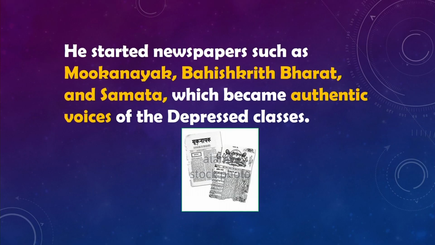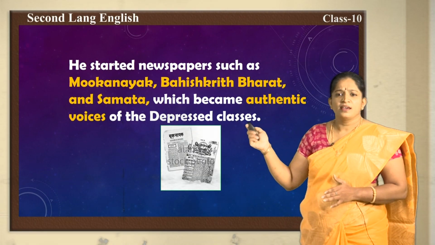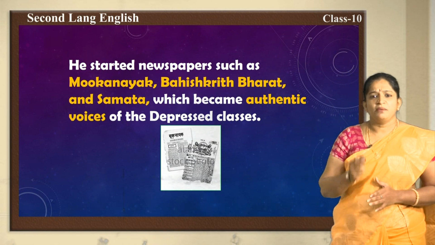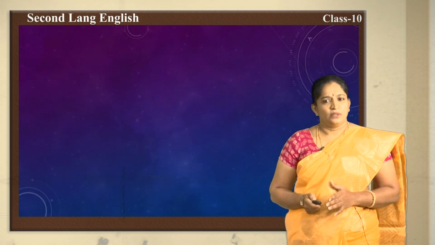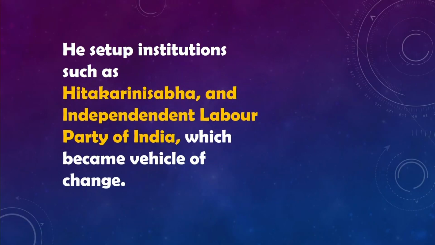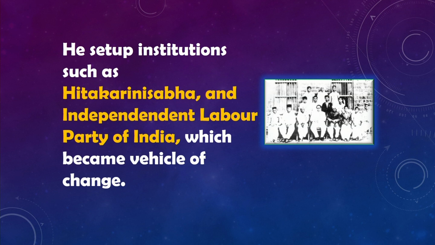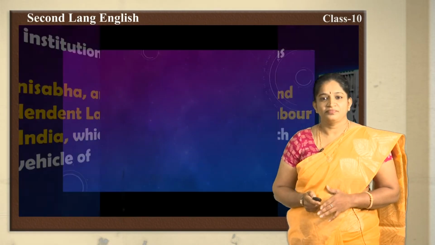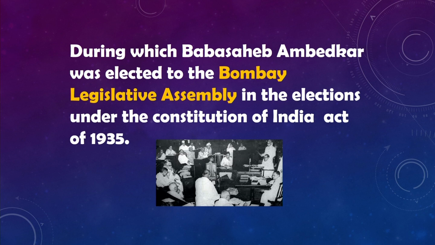And to make his dream come true and create awareness among the depressed classes, Dr. B.R. Ambedkar started newspapers such as Mukanayak, Bahishkrit Bharat and Samata, which became the authentic voices of the depressed classes. And not only the newspapers, children, he set up institutions such as Hitakarini Sabha and Independent Labour Party of India, which became the vehicle of change. During which Baba Saheb Ambedkar was elected to the Bombay Legislative Assembly in the elections under the Constitution of India Act 1935.